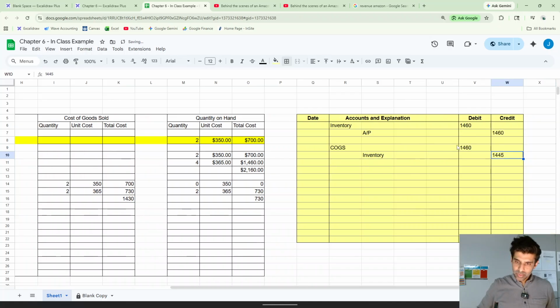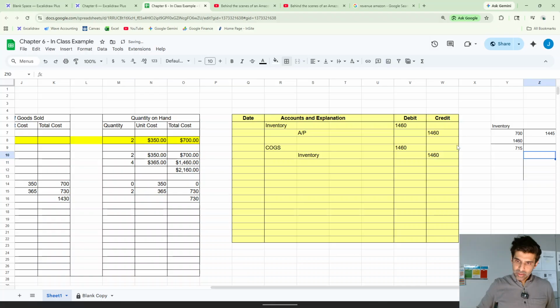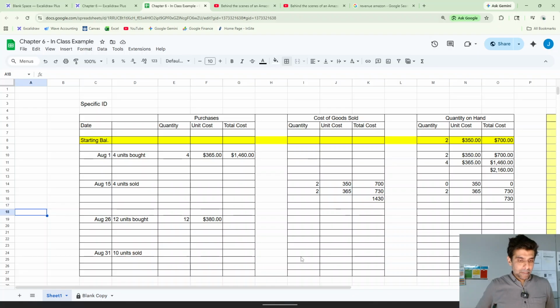1460, and then this would have been 1460, or 1430. Yeah, sorry. Okay, so now you can see this 730 and this are also reconciled. So let's just go with this.